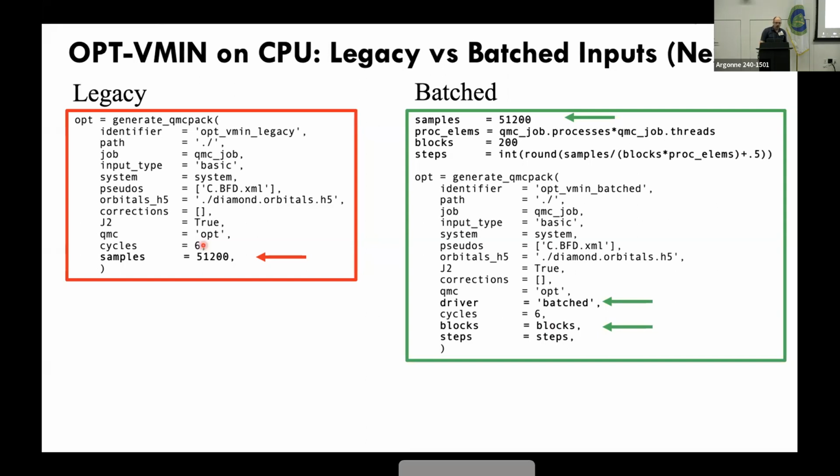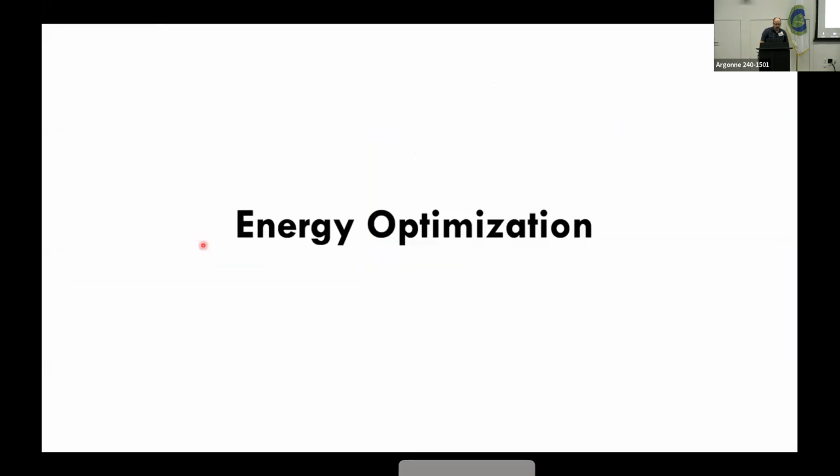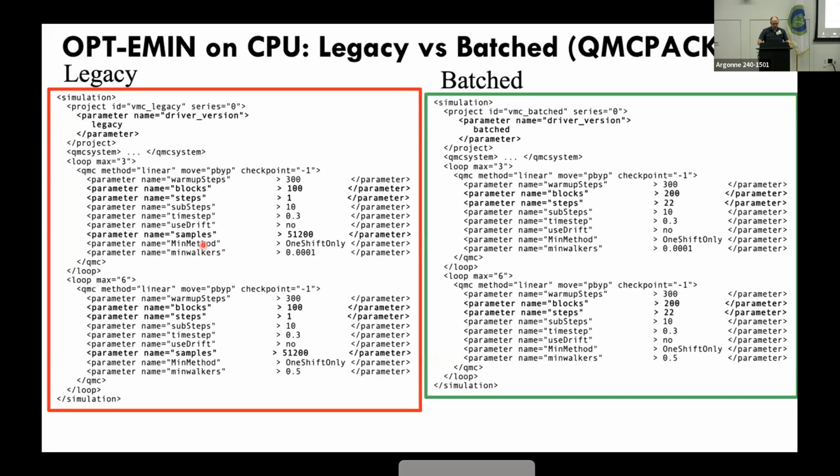How about energy minimization? That one's just slightly more complicated. We're using a different optimizer. This is the one shift only optimizer, the one that's recommended for energy minimization. You'll see it recommended to be done in two stages: a few iterations with one approach and more iterations with another. The change is in this min Walkers parameter. That's kind of a tightness of how far you're allowed to change the wave function.